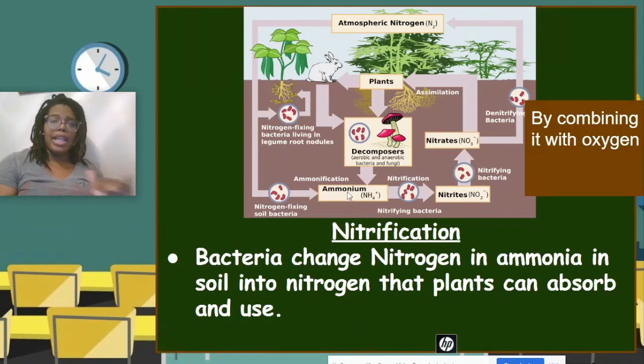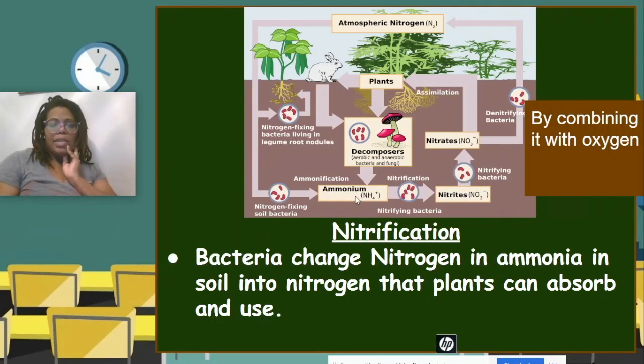Because the ammonia is actually bad for plants, right? Nitrogen in the atmosphere can't even get into the plants. So that's why we had to fix it. And now it's ammonia. It's harmful to plants. It can kill them. So we have to change it to a form that the plants can use. And they do that by combining the nitrogen, or the ammonia, with oxygen. And that forms what we call nitrites and nitrates. So nitrification is going to be changed to a form that plants can now finally absorb.